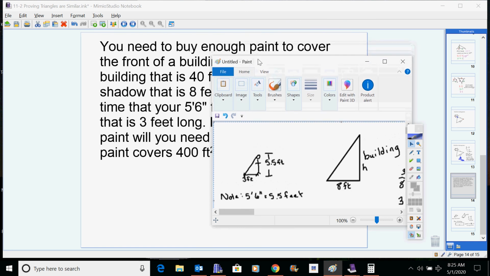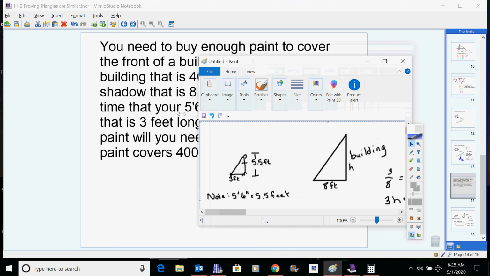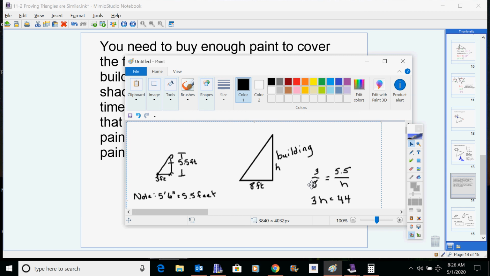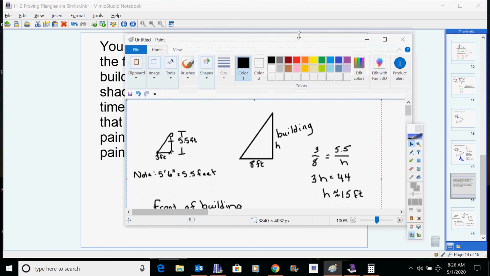So we have this right here. I want to try to expand this a little. Here we go. 3 goes with 8, just like 5.5 goes with H. So what we can do then is solve that, and you get 15 feet. 15 feet is the height of the building. But we're thinking about painting the front of the building. The 8 feet is not part of the building at all. That's the shadow. The shadow was only useful to help us find the height of the building.